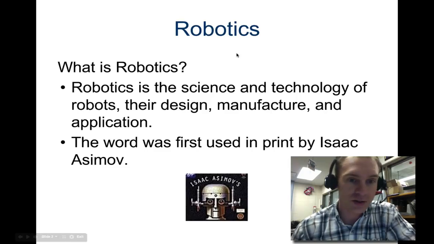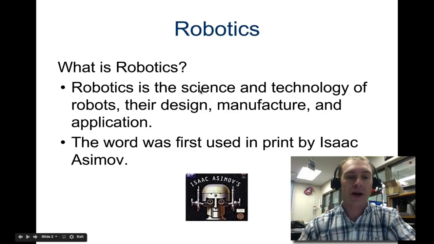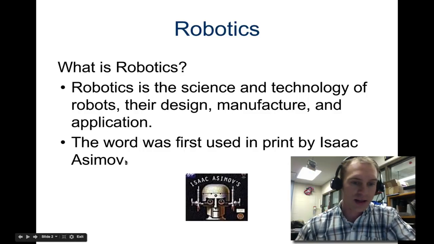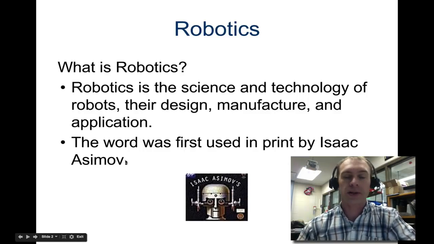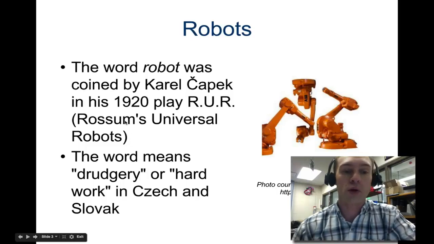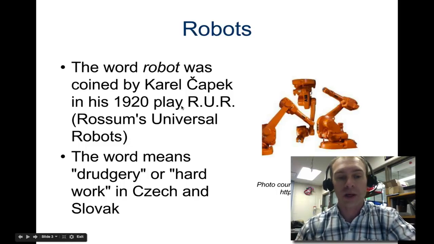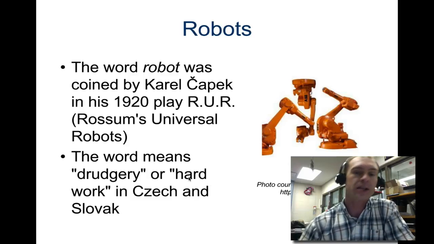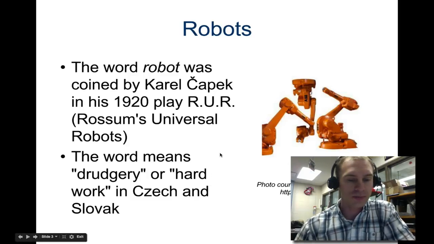So first, definitions. Robotics is a science and technology of robots, their design, manufacture, and application. And the word was first used in print by Isaac Asimov, in 1941. It was in a book he wrote called Runaround, so just a little background on that. Robots, the word robot was coined by Karel Čapek in his 1920 play. It means drudgery or hard work, and that's a pretty good definition based off what they do.